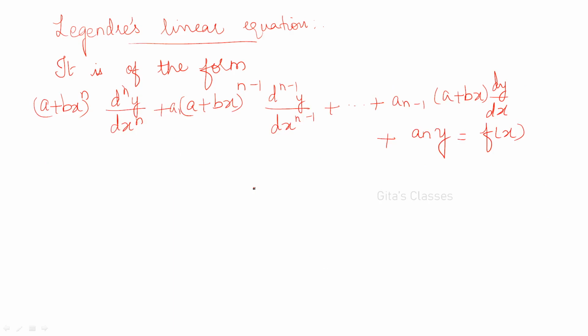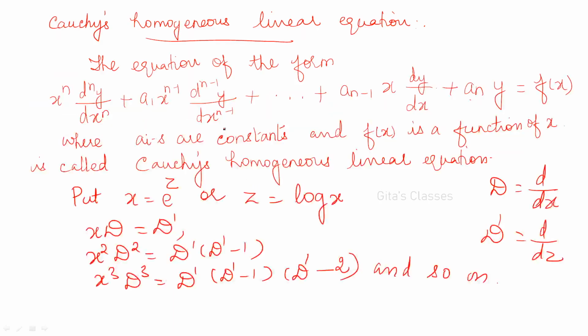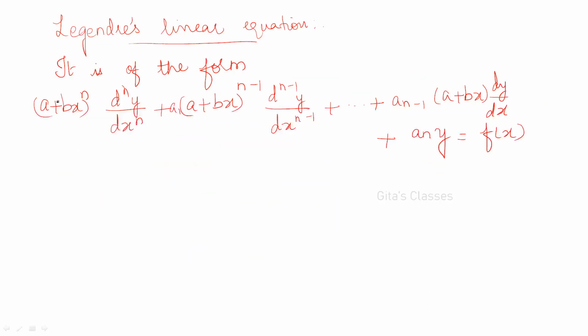Next is Legendre's linear equation. In Cauchy's linear equation we had x power n, no? This is just an extension of this. Instead of x we can have a plus bx or ax plus b. So if it contains a plus bx the whole power n, a1 into a plus bx the whole power n minus 1, etc. This is called Legendre's linear equation. In this case you have to make a substitution. a plus bx is equal to e power z, or z is equal to log of a plus bx. You can have a plus bx or ax plus b also, depending on that.